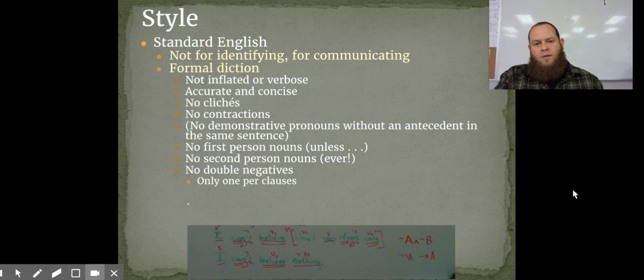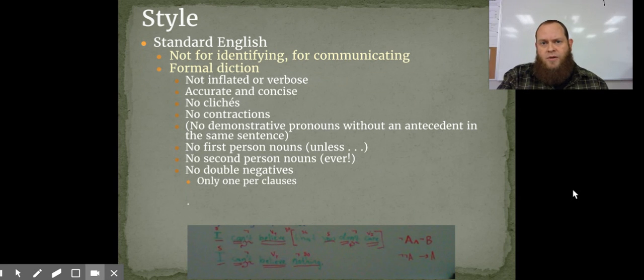No cliches, no contractions. Remember the bit about demonstrative pronouns. We talked about that in several videos. Essentially, if you use a demonstrative pronoun, like this, that, these, those, and I'm not talking about pronominals here, whatever you're referring to needs to be there in the same sentence. No first person nouns unless it is specifically allowed for.